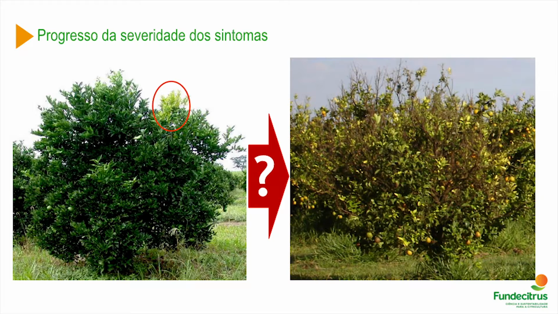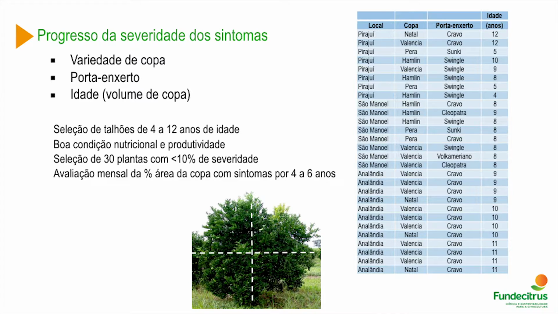Now, the question is, how is the progress of the severity of symptoms within a diseased plant? This is the first branch with a symptom. And how will this then turn into this plant that is totally affected with low production?